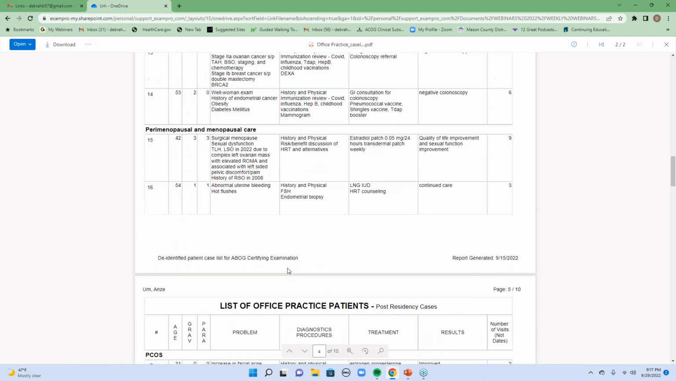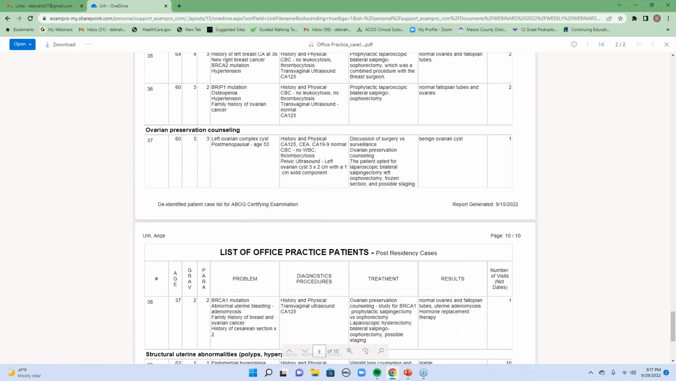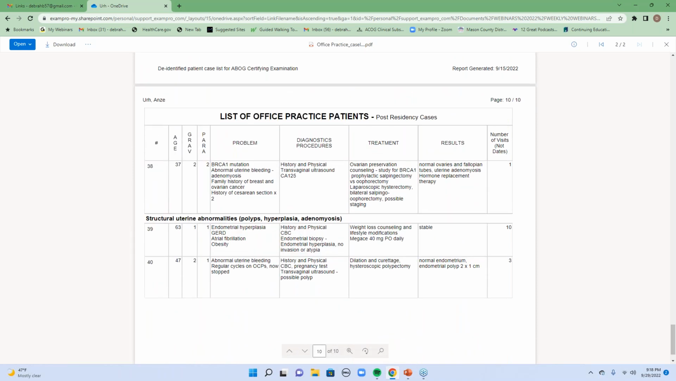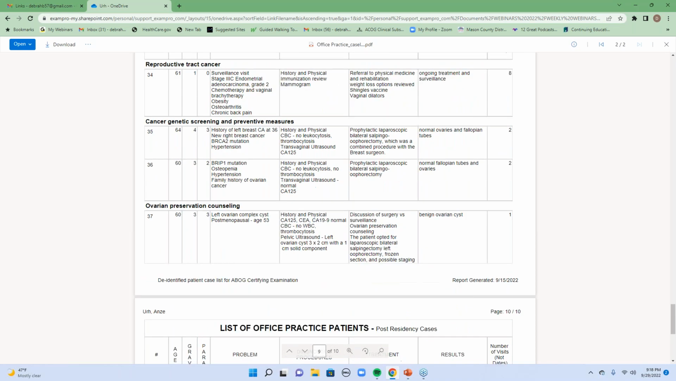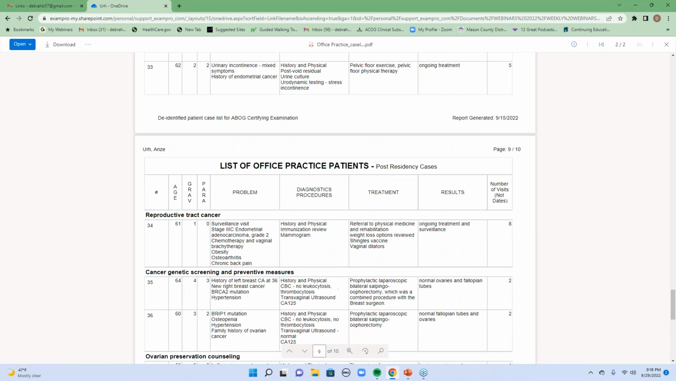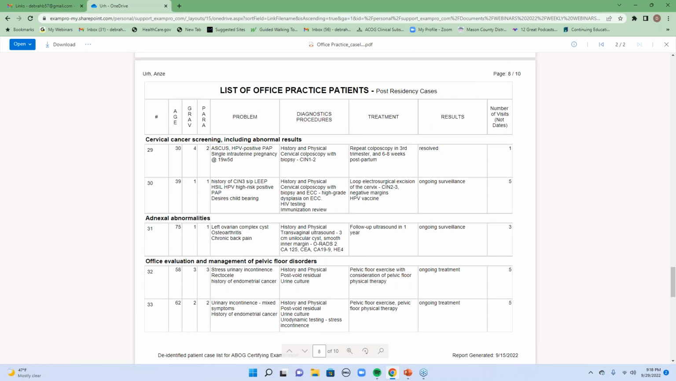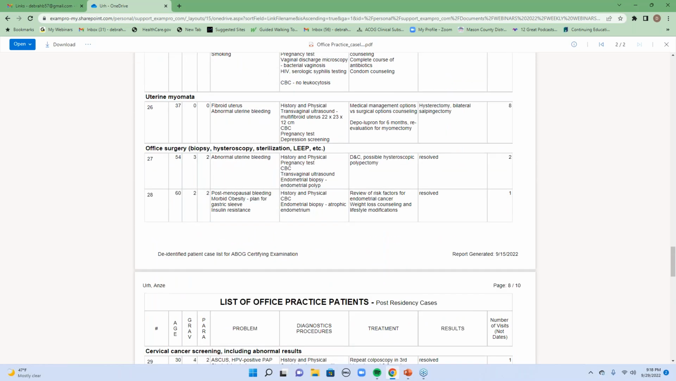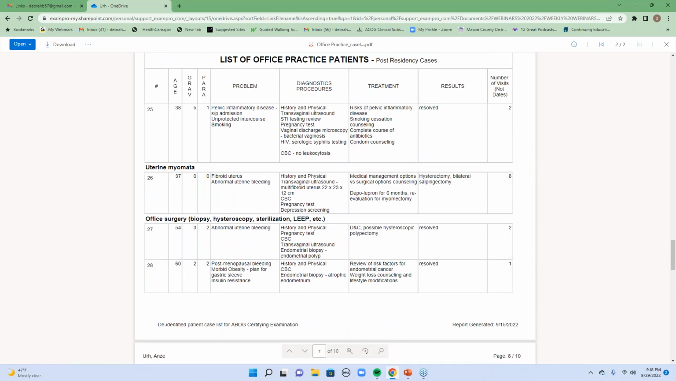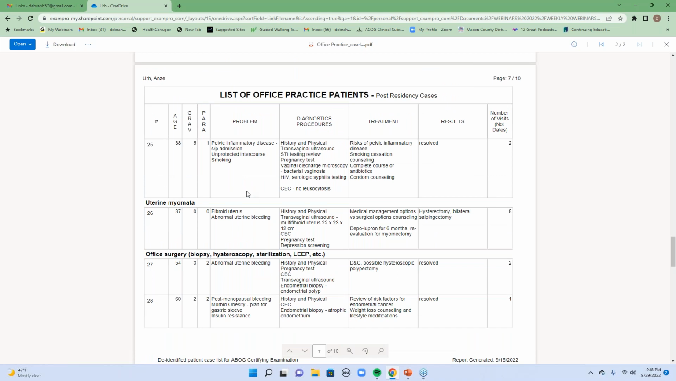All right, let's just see here. Let me try to find something that's maybe not so cancer related, something that I can do here. Let's do patient number 25.